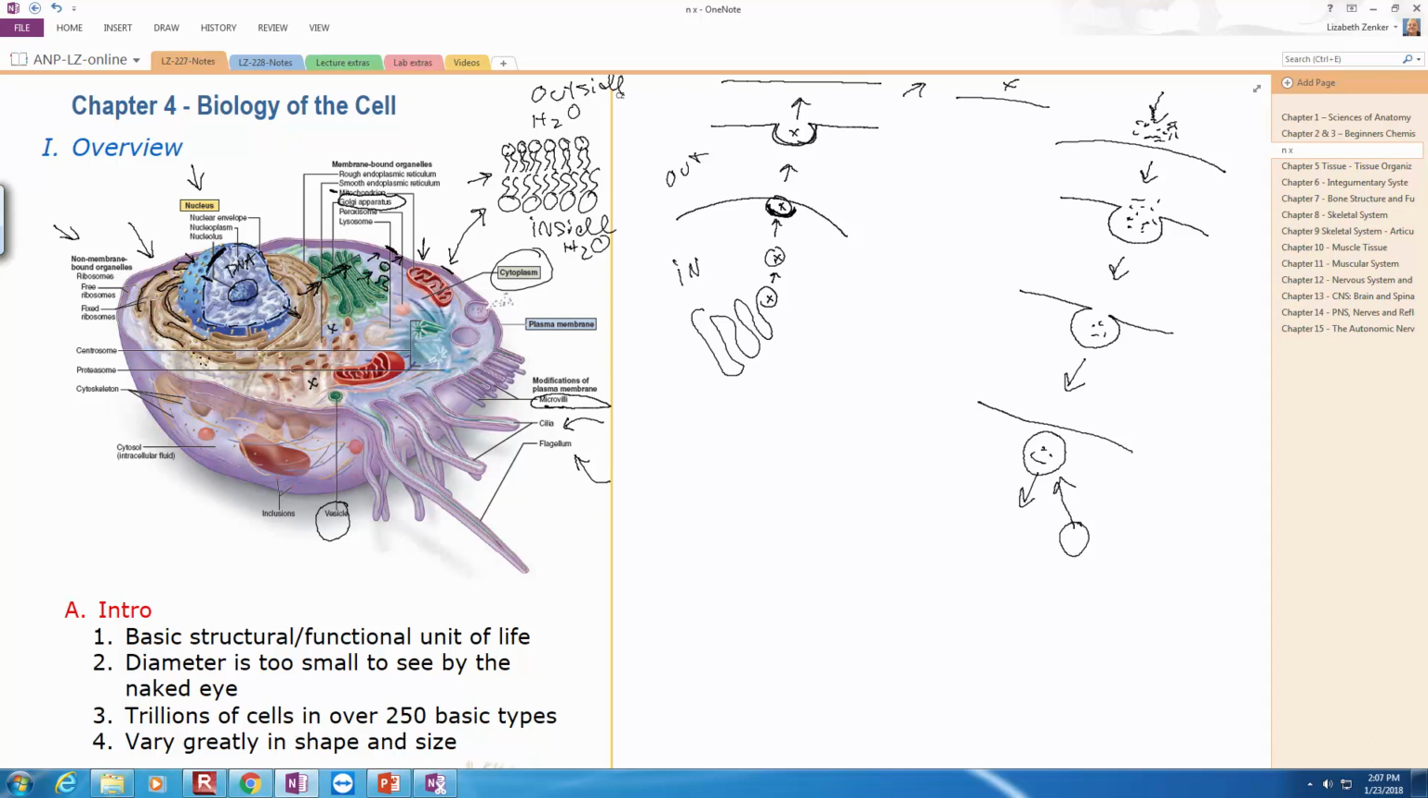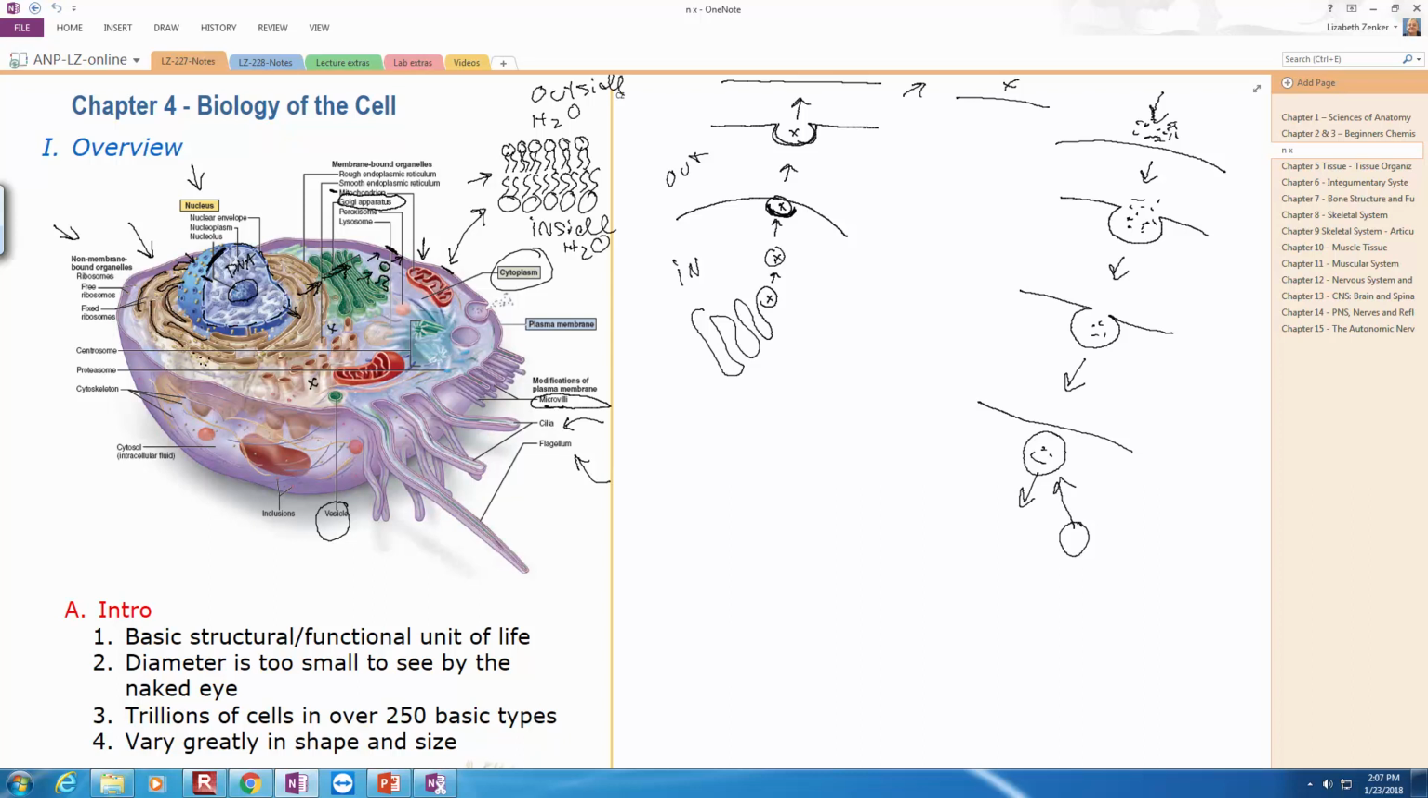And then you also have flagella, which would actually move the whole cell. You all know at least one cell that has a flagella on it, right? Like a sperm cell has to get somewhere, right?